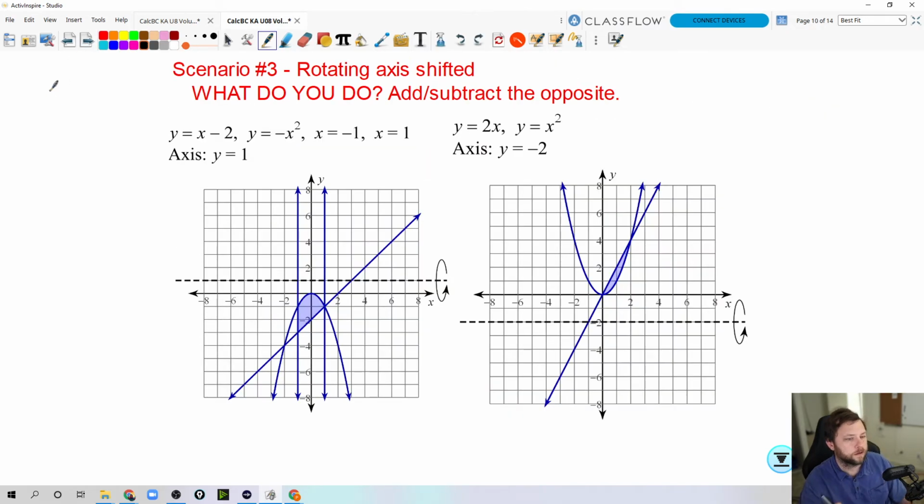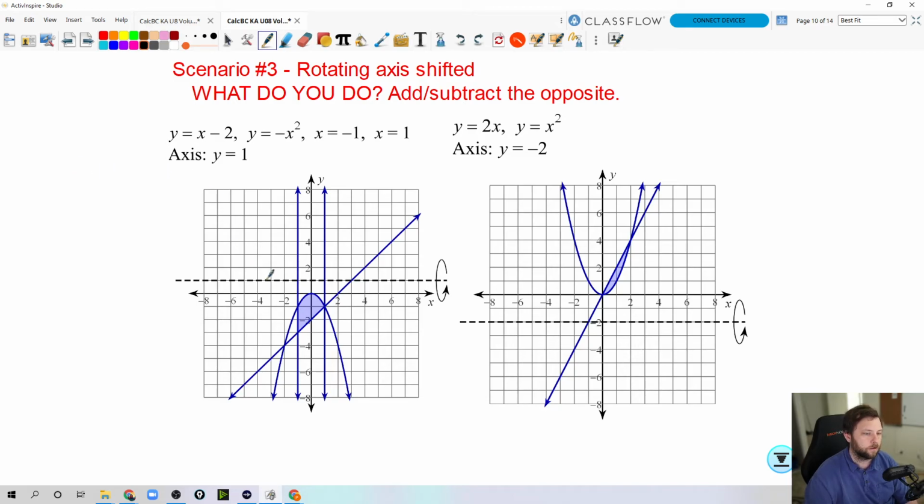Now, this is where it gets trippy. What if we're not rotating on the x or y axis? You have a shift, like I'm rotating on y equals 1 or y equals -2. So I think this is probably the weirdest part of this.